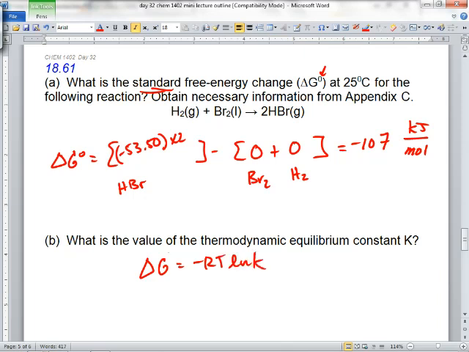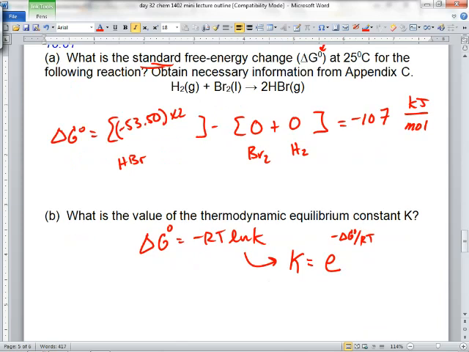Yeah, and this is delta G0, right? Okay, so there's our equation. Remember, you have to know how to manipulate it. And when you manipulate it, we ended up with big K equals e to the negative delta G0 over RT. You remember that, right? Okay.